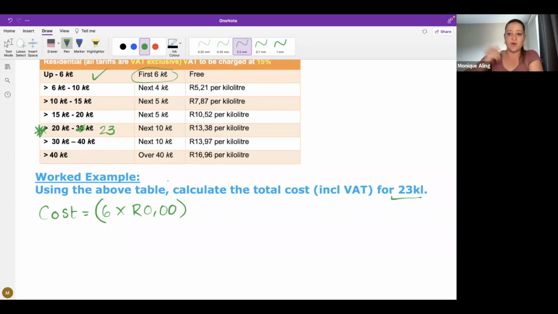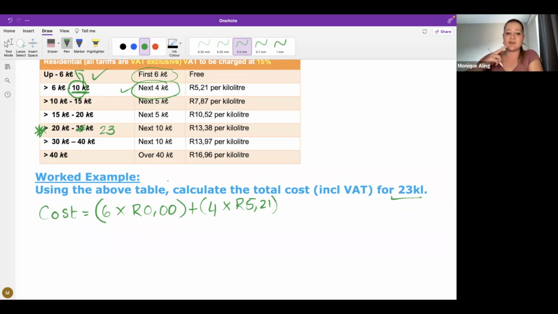You've obviously used more than 6 kiloliters, so we're going to the next range. The next range only goes up to 10 kiloliters. Okay, so we are going to be using 4 kiloliters in this range because it goes up to 10, but we've already been charged for 6. Okay, so we say plus 4 kiloliters times by R5.21. So that's the working out for the second range.